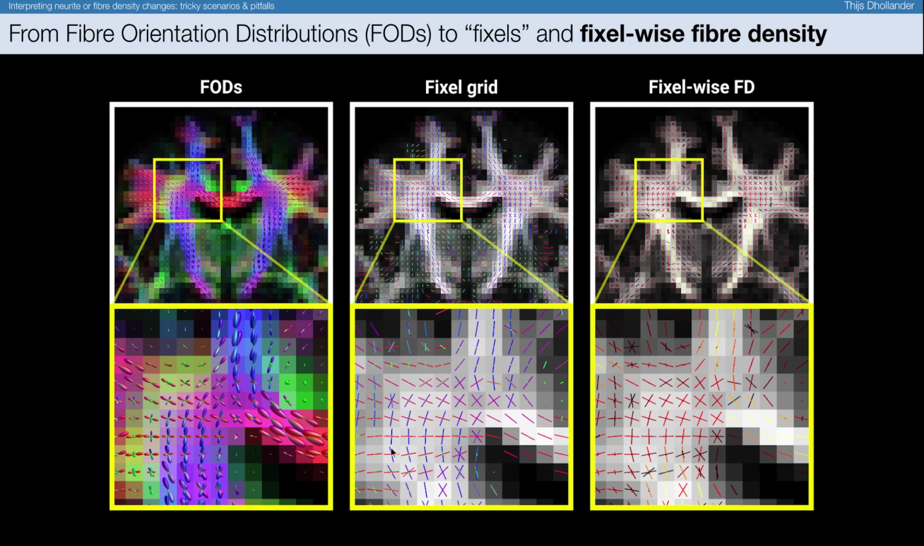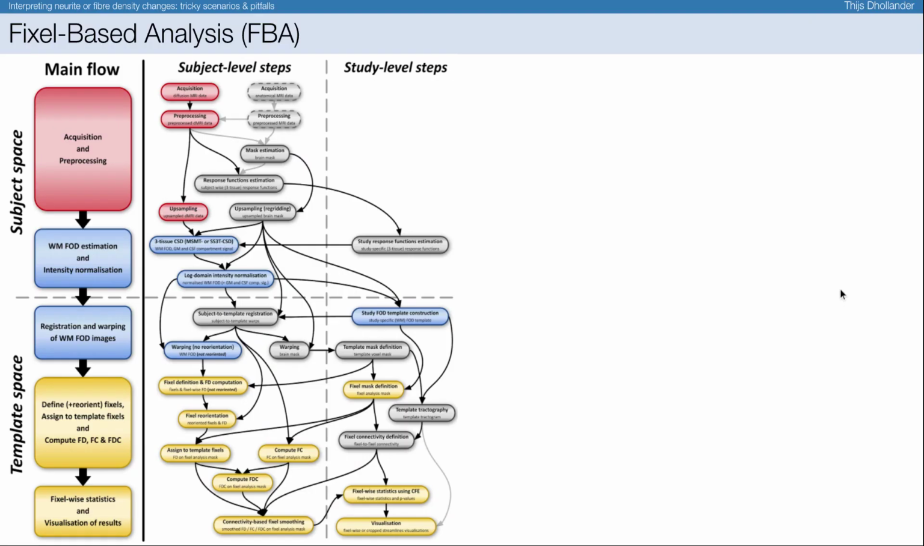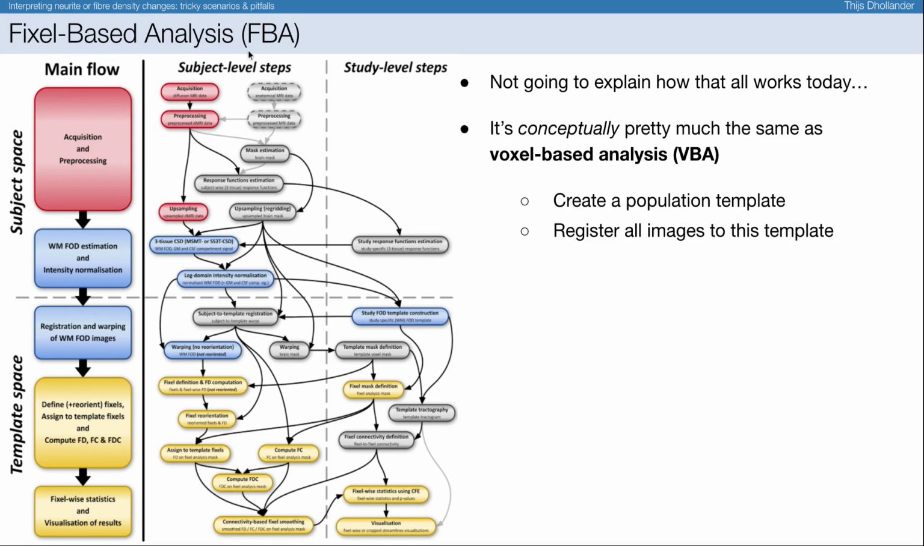And then for each fixel we extract the size of the lobes of these FODs, and that will become our fixel-wise fiber density metric that you see here in a hot color scale. And as you can see, in certain crossing scenarios, the two fiber populations can have a different FD. It's pretty cool, but how do you analyze that? Well, there's a framework for that, as always. I'm not going to explain how this all works today, but this is called the Fixel-Based Analysis framework. And Fixel-Based Analysis is pretty complicated, but conceptually it's pretty much the same as a voxel-based analysis.